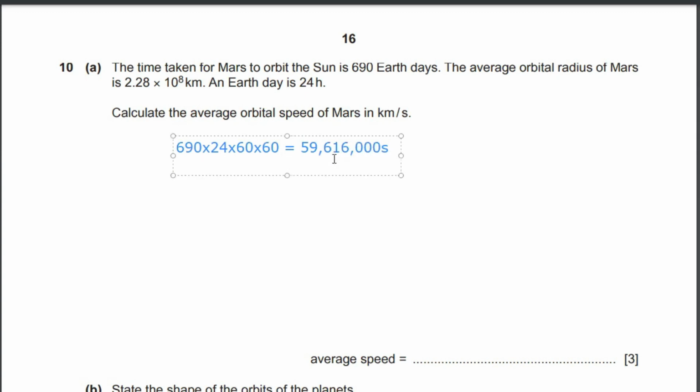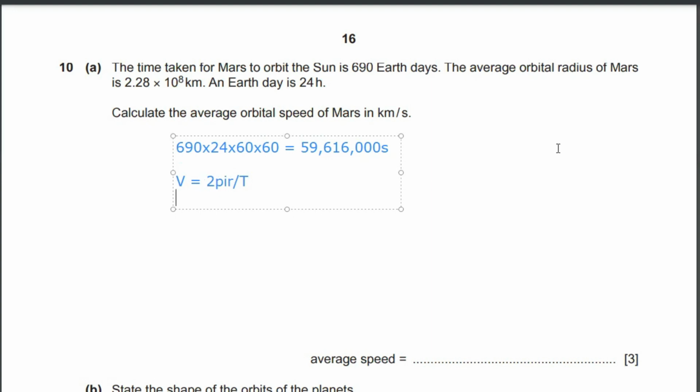And next, we know the equation for orbital speed. So we will denote it by v, which is equal to 2 pi r, where r is the radius, divided by the time period or the orbital time. So orbital time is 59,616,000, and the orbit is 2 pi r. So we are using 2 pi r because we know speed is equal to distance upon time.